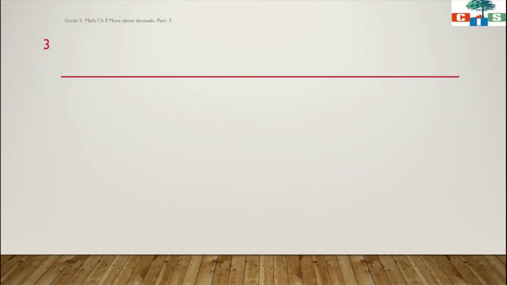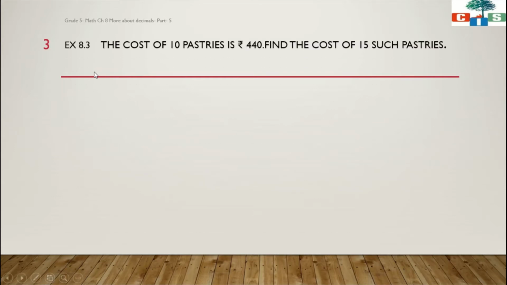Okay, so let's start with the first example of exercise 8.3, that is: the cost of 10 pastries is rupees 440. Find the cost of 15 such pastries. Now scholars, over here the cost of 10 pastries is given and we have to find the cost of 15 such pastries. So let's see first of all the steps to solve this. So let's see the first step. The cost of 10 pastries is given and we have to find the cost of 1 pastry.